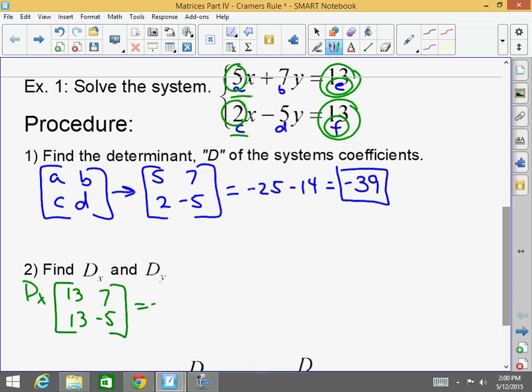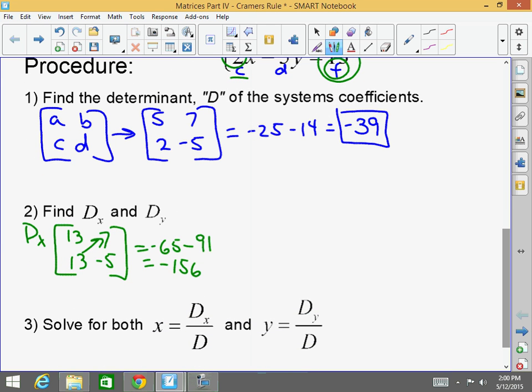This is negative 65 minus 91. Is that correct? I believe so. And then that's going to give me negative 156. 256? No. 156. The signs are the same. Let me just, now I'm questioning myself. Yes, 156. So that's my d of x that I did in green. You feel me? Everyone with me, my brothers. Now would be the time to ask.